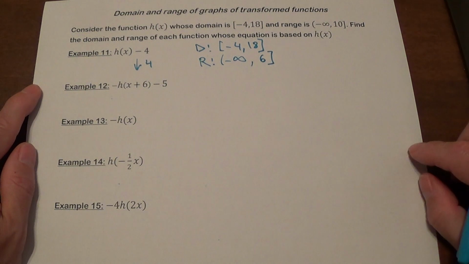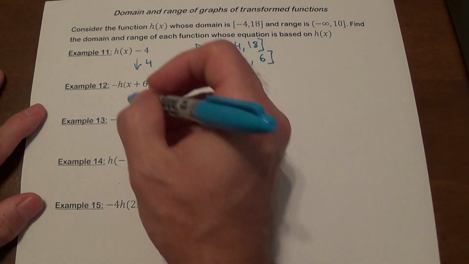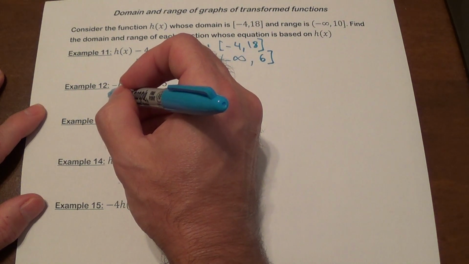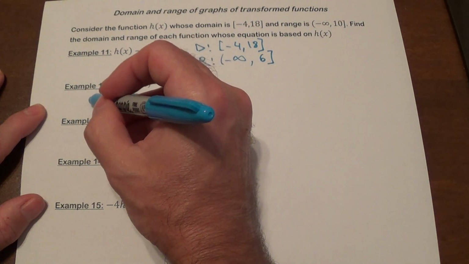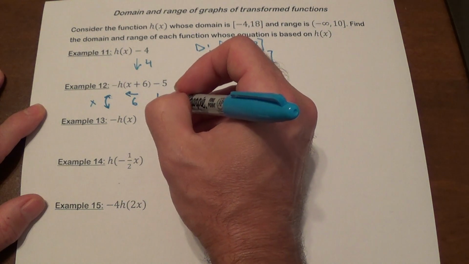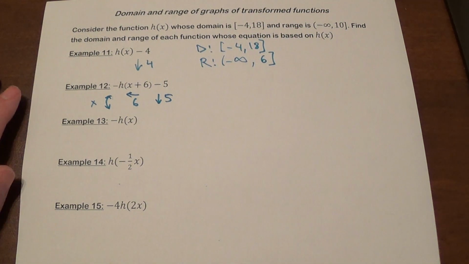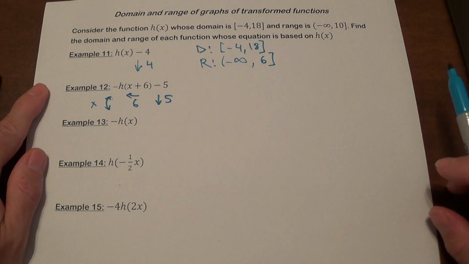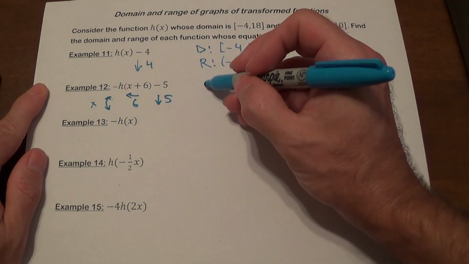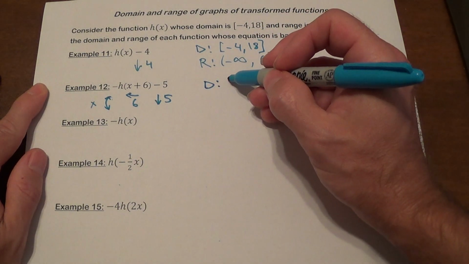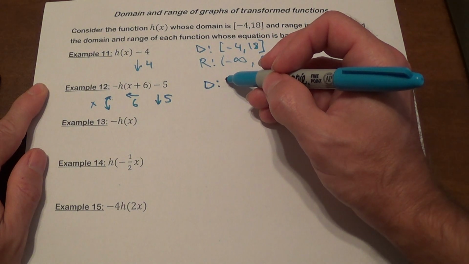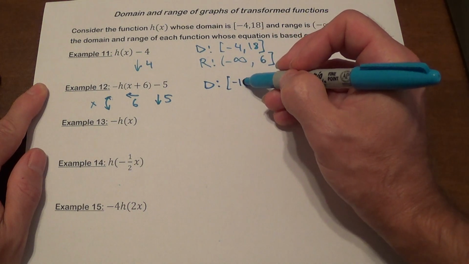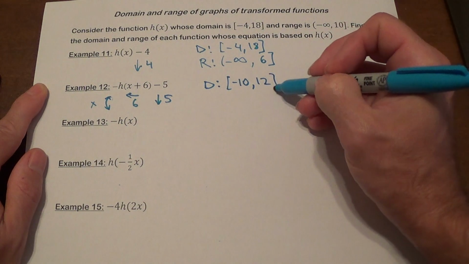Alright, this is where it gets challenging, because we have 3 things here. We're shifting the graph 6 units to the left. We're flipping that about the x-axis, and then we're shifting it down 5 units. The only thing that is going to impact the domain here is the horizontal shift, 6 units. We can take care of that right away. So we take our domain, change every value by 6 units by subtracting 6 from it. So it's going to be from negative 10 to 12.